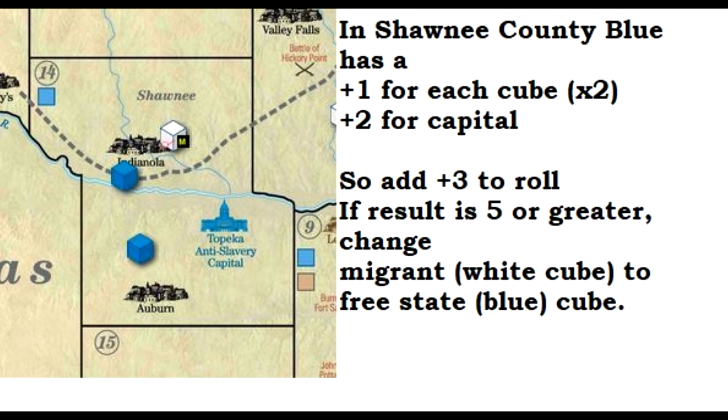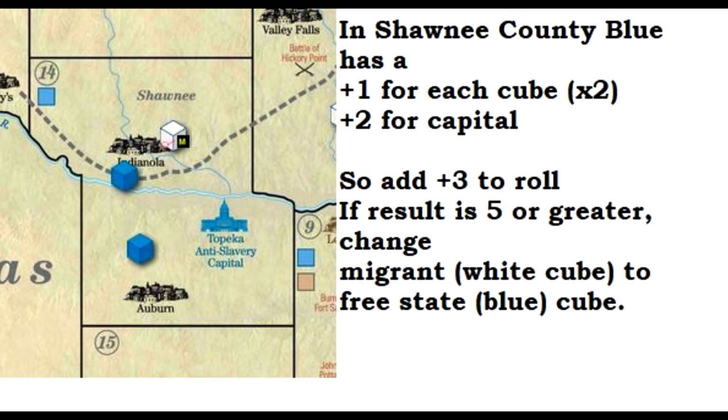For each influence symbol used, you roll a die, and on a modified roll of five or six, you exchange a migrant cube in that county for one of your faction cubes. You can add plus one to the result for every faction point available in that county. So, for instance, plus one for each faction cube, plus one for a faction town, and plus two for your faction capital. The presence of opposing faction points does not count against your influence action. Also note that if there are federal troops stationed in that county, you cannot perform an influence action.